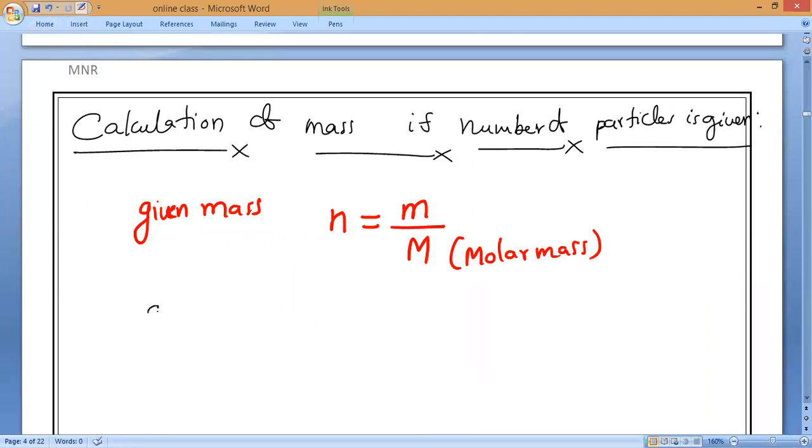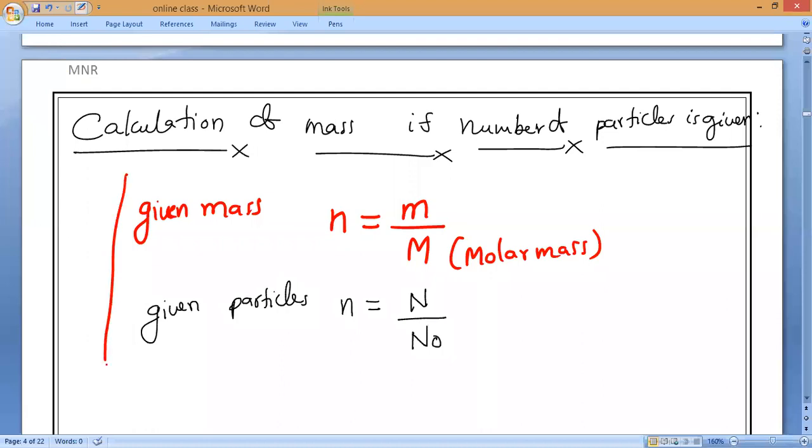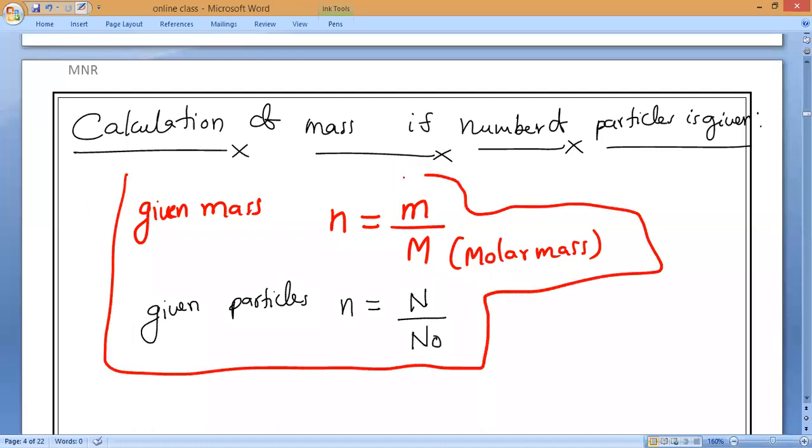Now, if they have given the number of particles, atoms or molecules, then what is the number of moles formula? Number of moles is equal to what? Given number of particles divided by Avogadro number. So these are the two things which we studied already in the last class. Now, with the help of these two only, we are going to derive the formula for case number 3 and also case number 4. So it's very simple, it's not a big one.